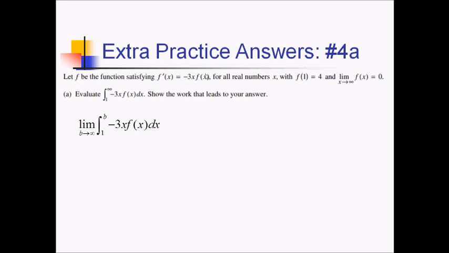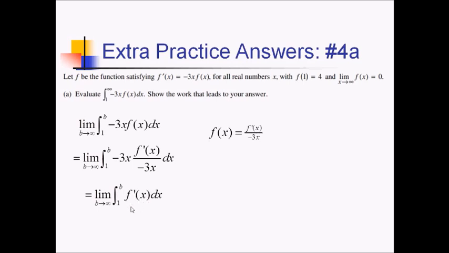So right here, to get f of x by itself, I'm just going to divide both sides by negative 3x. So I can write f of x equals f prime of x over negative 3x. Substituting that back in over here, we've got the integral with all that limit infinity stuff of negative 3x times f prime of x over negative 3x. Now this is a really nice substitution because you notice these negative 3x's also just so happen to cancel out completely, which makes our job way easier for the next step.